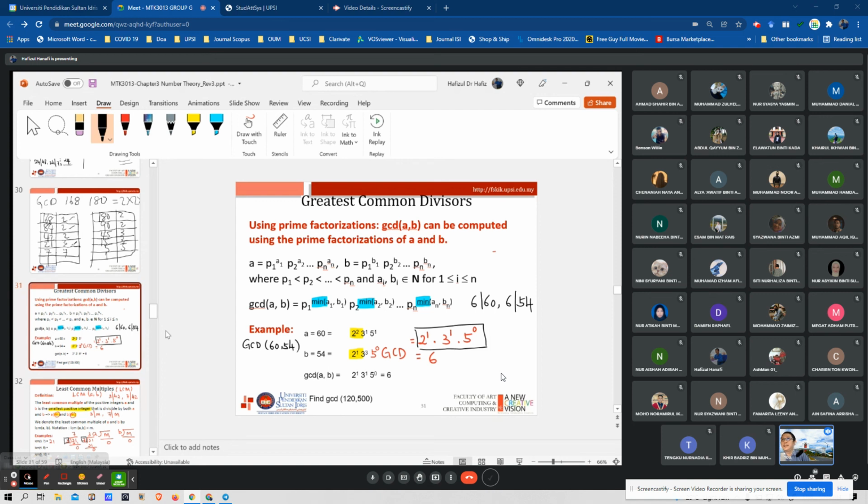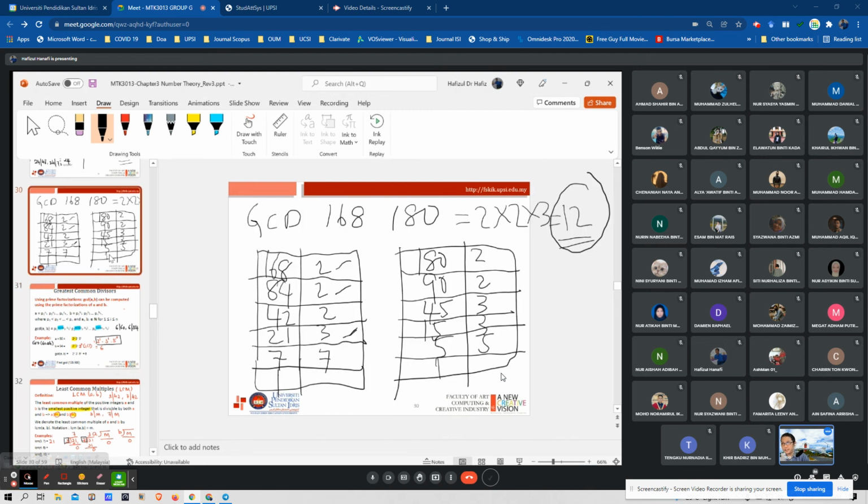Okay, this one is the greatest common divisor using prime factorization. We can compute it using the prime factorization of A and B. Okay, we have GCD of 60 and 54. We list out the factorization like this one.